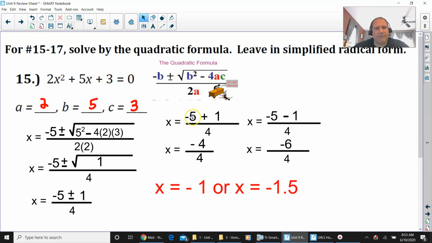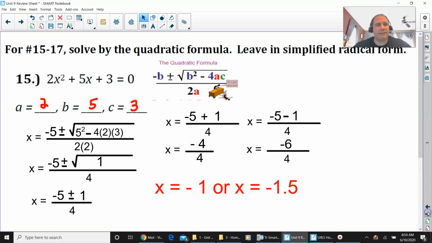And what we have here is -5 plus 1 over 4 is -4 over 4, and that is -1. -5 minus 1 is -6, and -6 over 4 is -1.5. So that's solving by the quadratic formula, leaving in simplified radical form. Remember, square root of 1 was like your perfect square, and those are your 2 roots. Okay, it's showing your work completely. You can check it using your calculator. Go on to number 16.